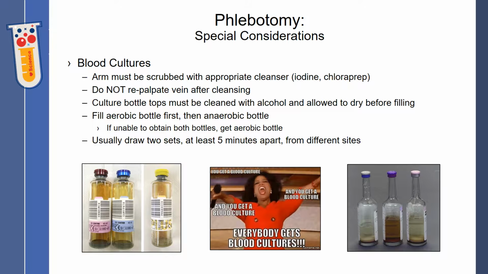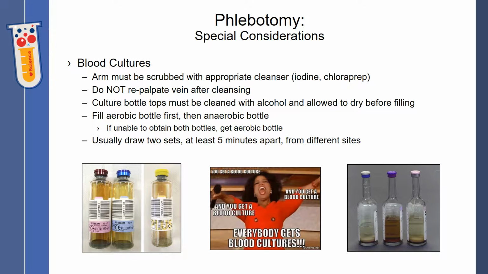Also, a lot of people think that the tops on the blood culture bottles are sterile because you have to pop that little lid off, but they are not sterile. You should actually clean the top of those with an alcohol pad, let it dry, and then fill the bottles. Always make sure that you fill the aerobic bottle first, then the anaerobic bottle. Those two bottles make one set. If you can't fill both of the bottles, you should fill the aerobic bottle. That's the more important bottle.